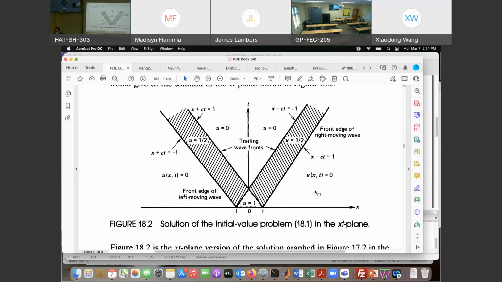All right. Any questions about how the values of the solution in these different regions are arrived at?